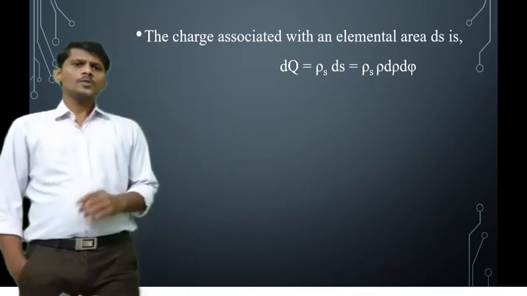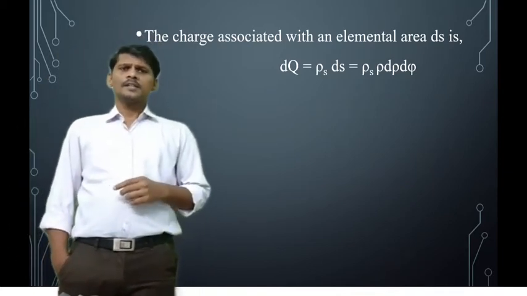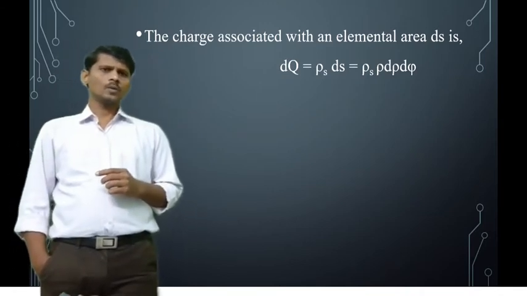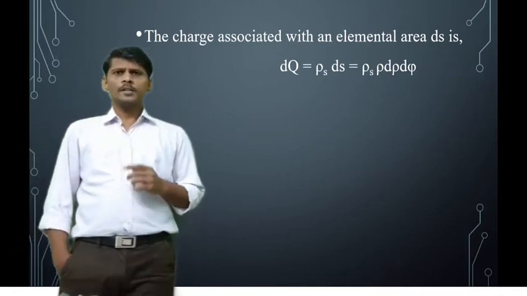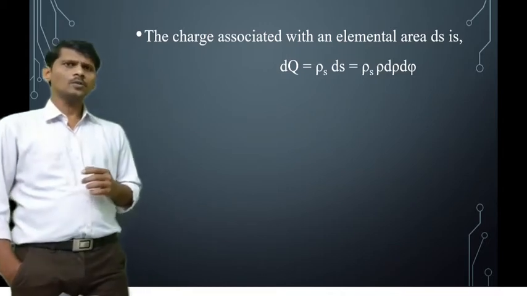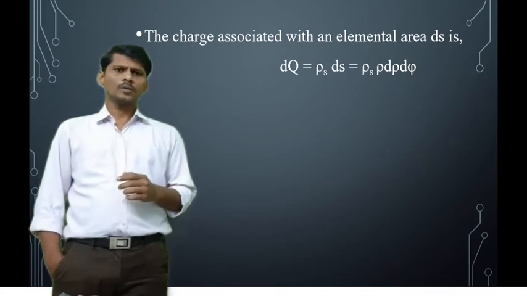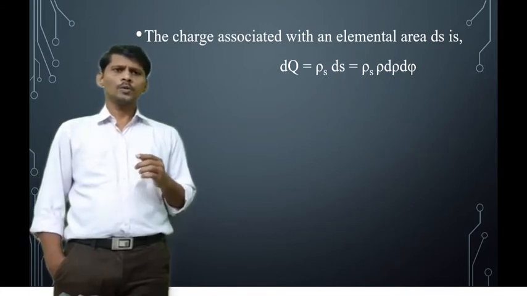The charge associated with an element area is dq equal to rho_s into ds. Here ds is the differential surface area. In cylindrical coordinate system, the differential surface area ds is equal to rho d rho d phi.